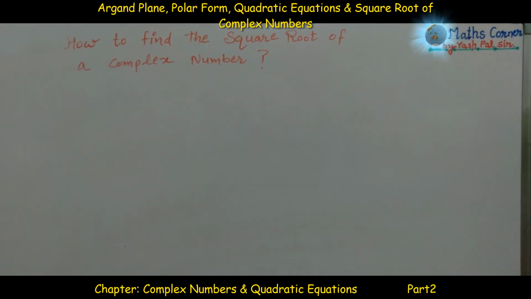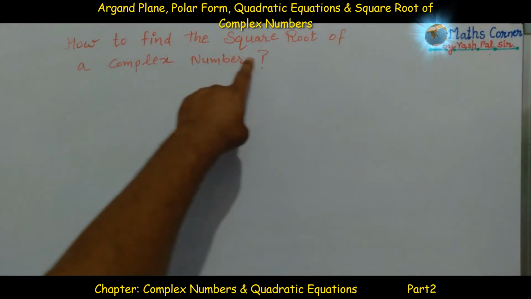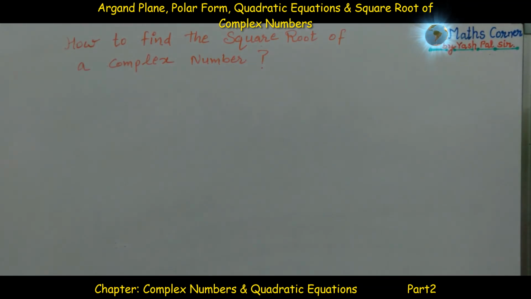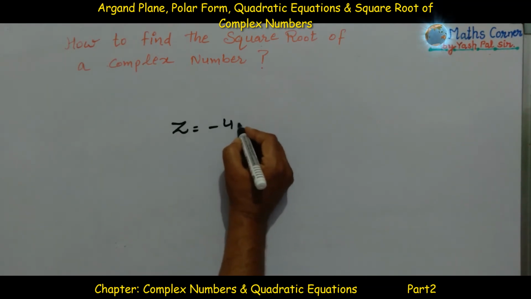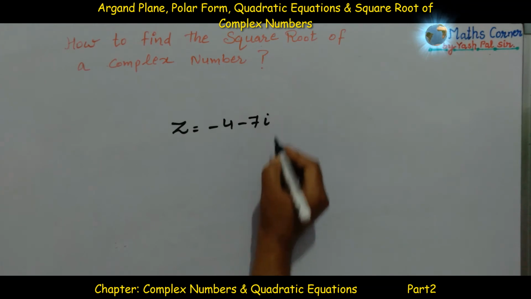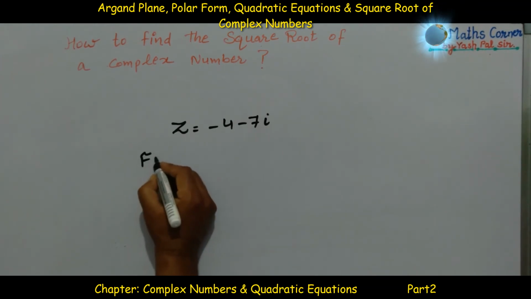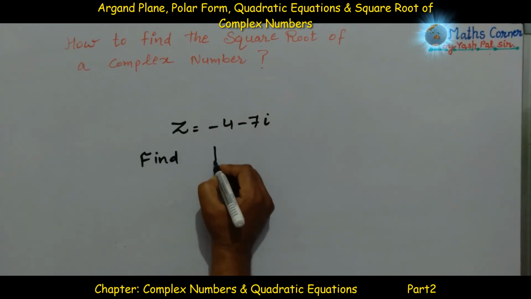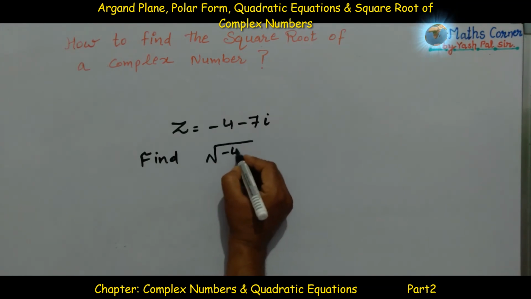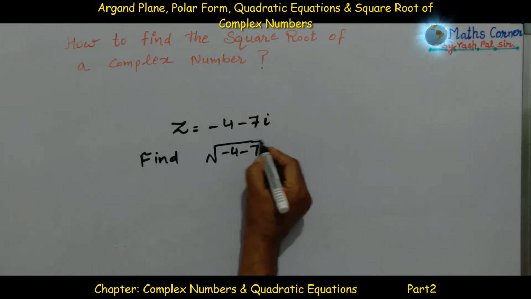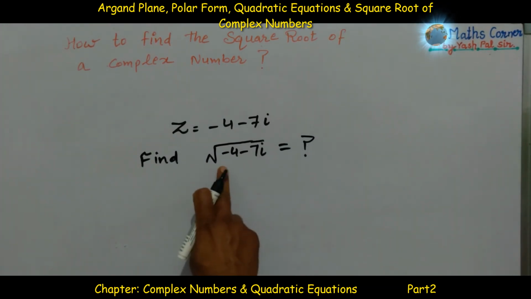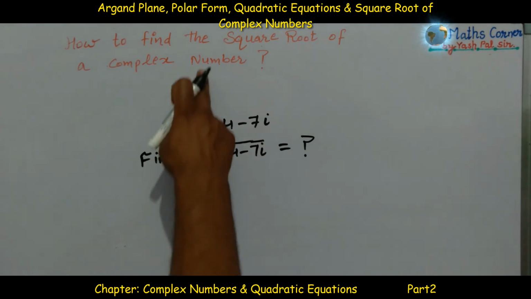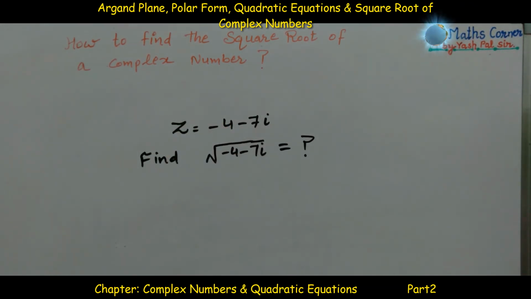Now our next topic is how to find the square root of a complex number. Suppose z is equal to minus 4 minus 7 iota. So find the square root of minus 4 minus 7 iota. Such questions, how to find the square root of a complex number, are the topic now. So let us discuss this with one example.